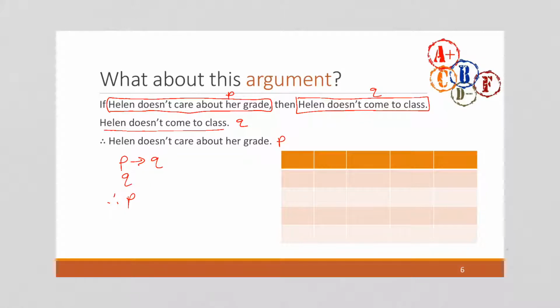It seems reasonable. The argument makes some sense. If Helen doesn't care about her grade, then she doesn't come to class. She doesn't come to class, so she must not care about her grade. Let's do a truth table. So P, Q, P implies Q, and then I'm going to just write these other ones, Q and P, out here. I do that just because I like to keep the premises together and the conclusion together.